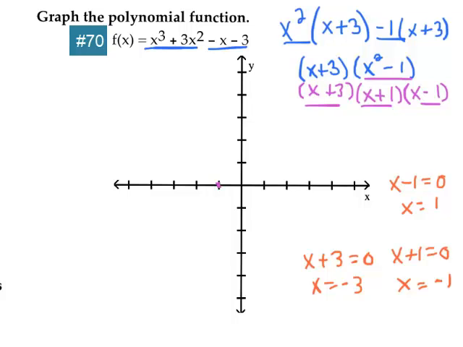I know that I'm going to go through negative 1, 1, and negative 3. I also know that since all those parentheses have exponents of 1 or no exponents at all, it's going to cross at all those points. So we can look at the leading coefficient and say, hey, this is going to fall to the left and rise to the right. And then in between, we have to go up and down, something like this. So that's about what our graph should look like.